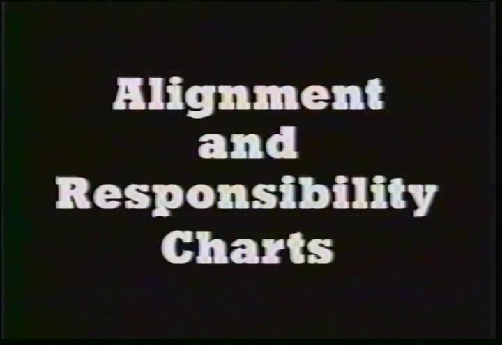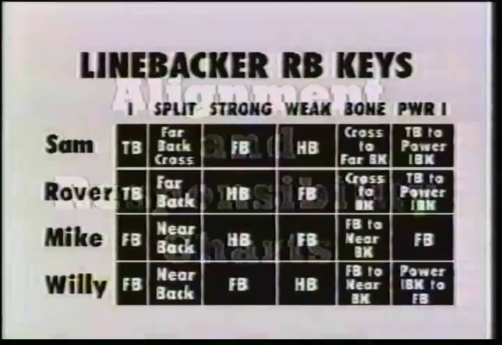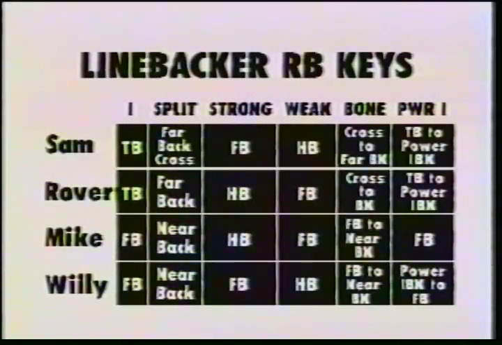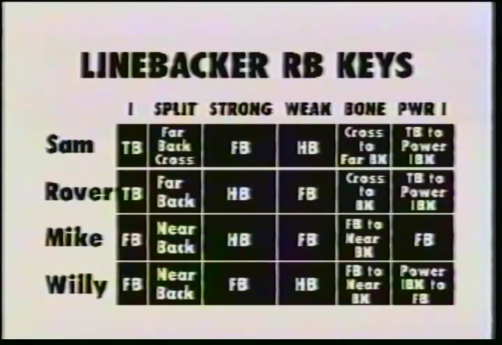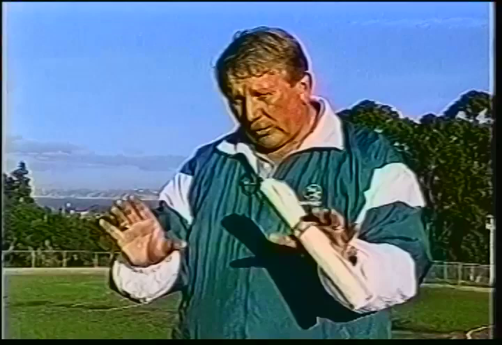Now remember, our keys here are Sam and Rover are on the tailback in the I formation. Mike and Willie are on the fullback. So what they're going to try to do is take these blockers on, squeeze it to the inside, because they're going to get help from the outside. Okay? We don't want them to squirt out. We want to squeeze it to the inside. So we want them almost to come in shoulder to shoulder. We want them to take on with their inside shoulder and squeeze it up inside.